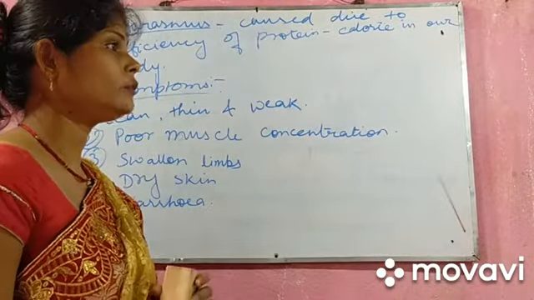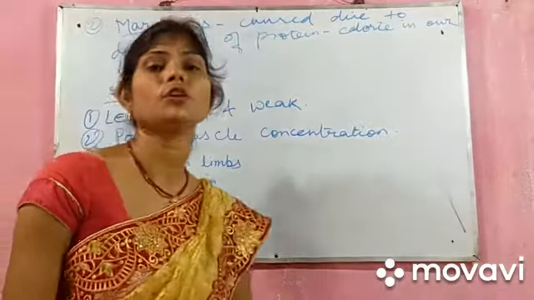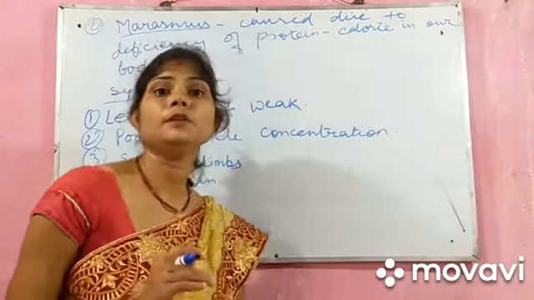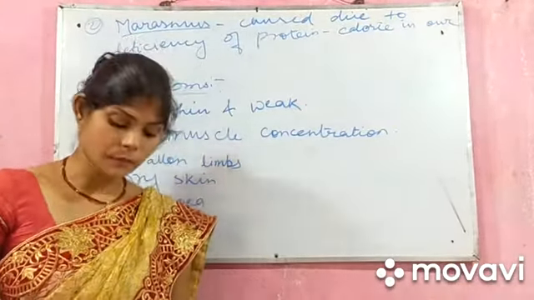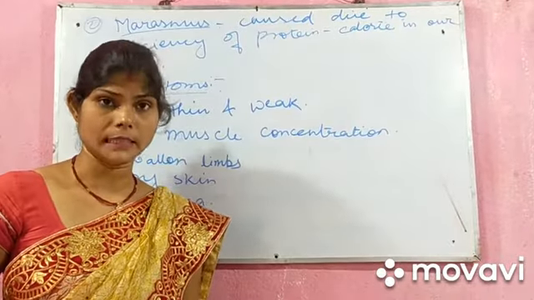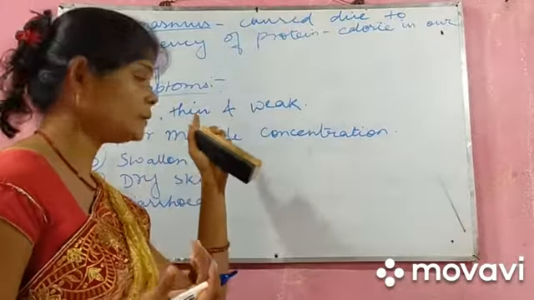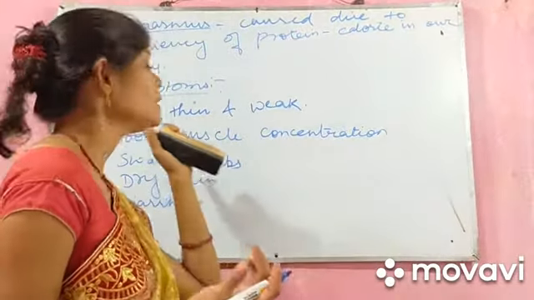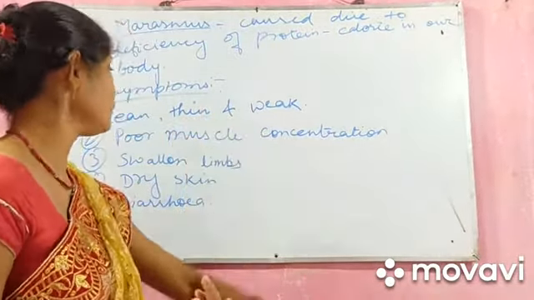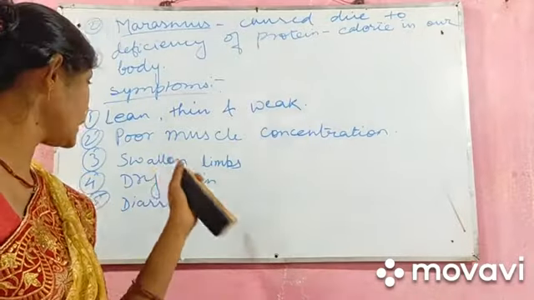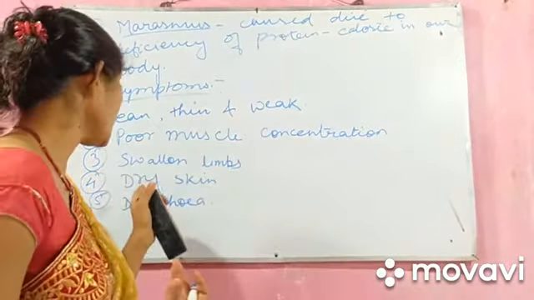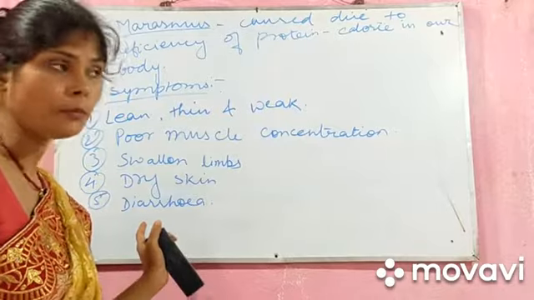So how will we identify how this disease occurs? This disease occurs in the baby due to the mother's fault. If the mother is having repeated pregnancy, then the baby suffers from lean and poor muscle concentration. The baby becomes lean, thin, and weak. Their limbs become swollen. Their skin becomes dry, and they suffer from diarrhea.